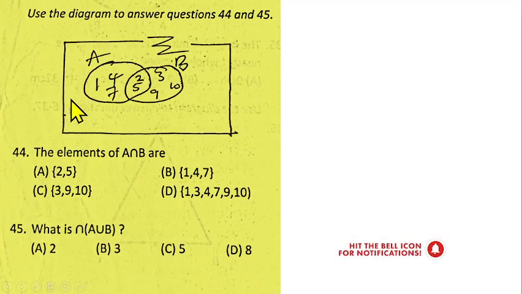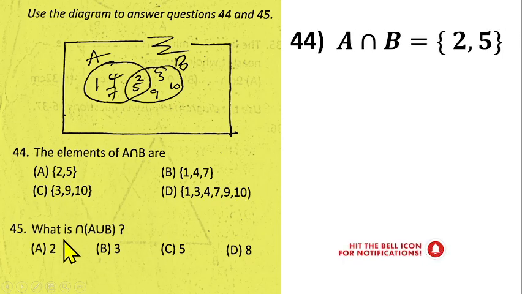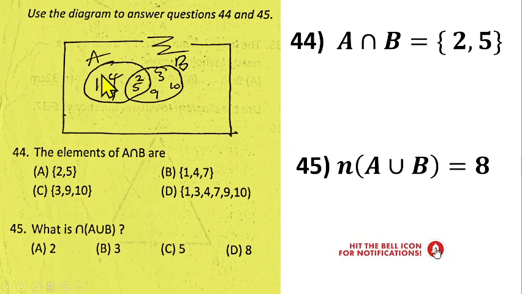Question number 44 and 45 have to be solved using this diagram. The element of intersection of A and B is where set A and set B intersect, which is 2, 5, which is option A. Then the number of elements in A union B. That will be all the elements in A together with the elements in B: 1, 2, 3, 4, 5, 6, 7, 8. That will be 8 elements, which is option D.